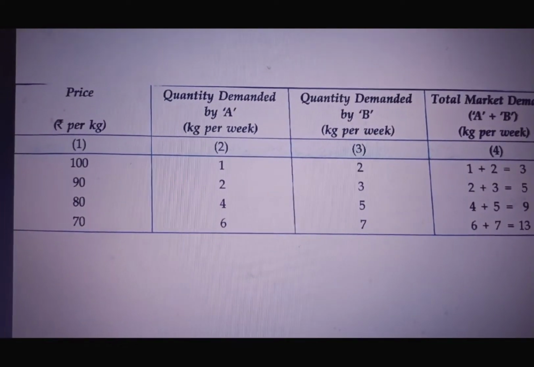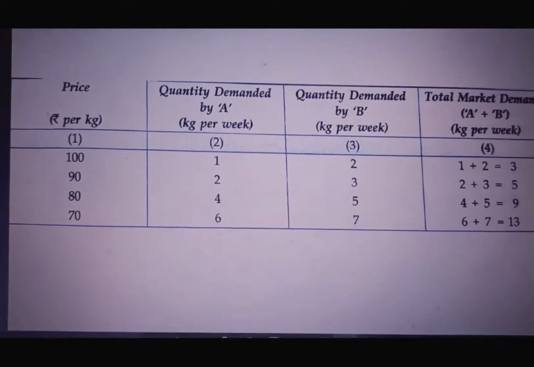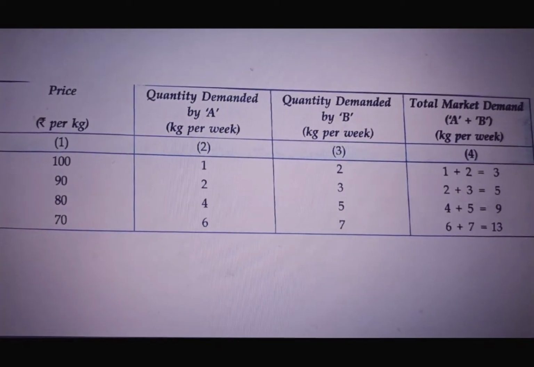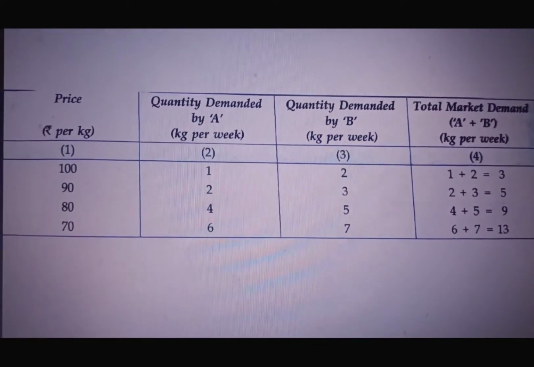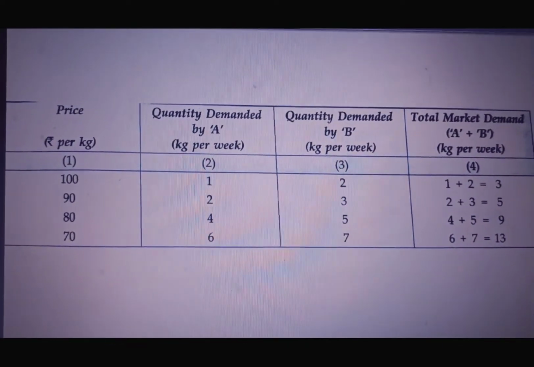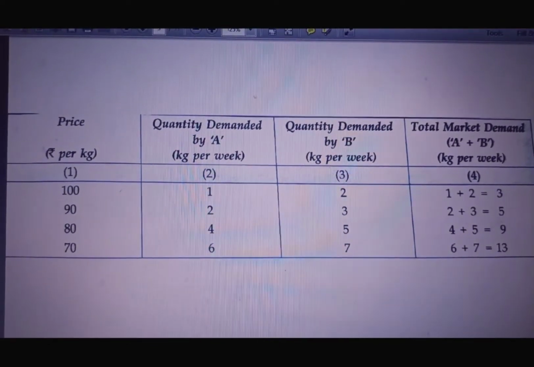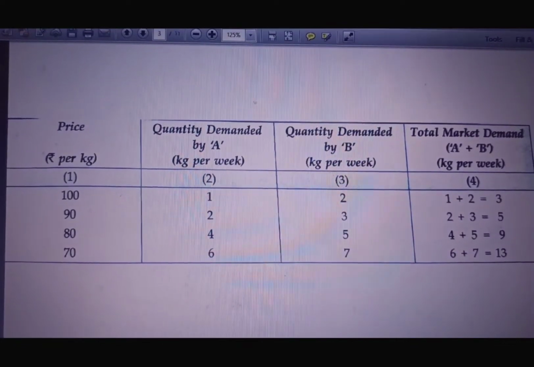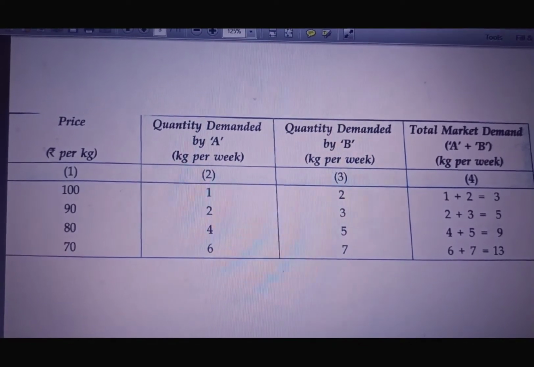In column 1 we have taken price per kg. In column 2 we have taken quantity demanded by A, then quantity demanded by B per kg per week, and the last column is the total of A and B. At rupees 100, A is consuming 1 and B is consuming 2, so market demand will be 3. At rupees 90, 2 kg is consumed by consumer A and 3 kg is consumed by consumer B, and the total will be 2 plus 3 is equal to 5.